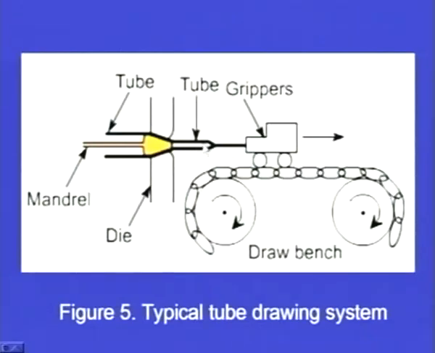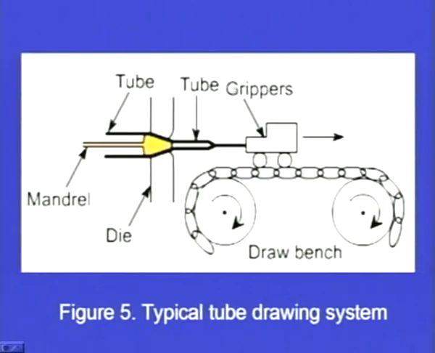Here also we are pulling it and we have grippers. These grippers will grip the tube, and this is being driven by a draw bench. Now this is a draw bench. Here we can see that these rollers are rotating. This is the rotation of the rollers. This is another roller that is rotating, and this is the arrangement for moving the gripper in this direction. The direction of the gripper is also shown in the figure.